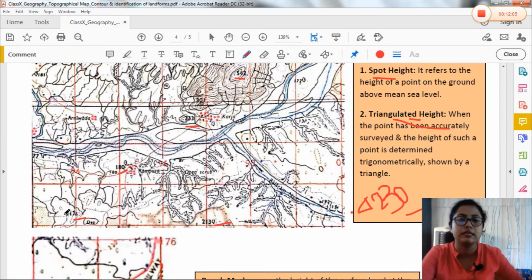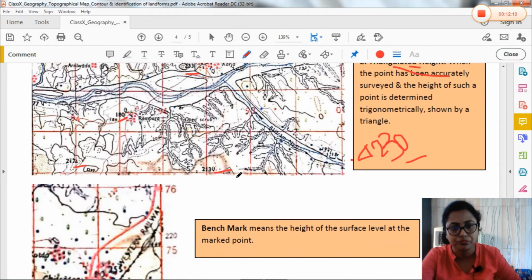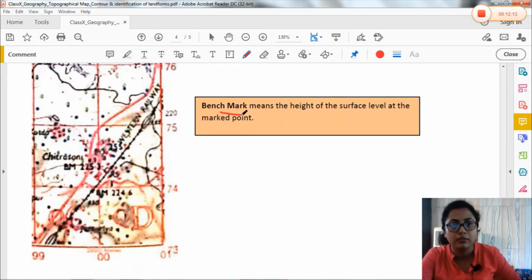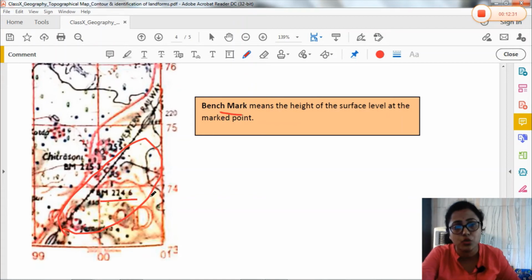Okay, so these are the different measuring methods of elevation of any point. Next is the benchmark. Sometimes you can observe that BM followed by a number is written beside any road or any rail route. It shows the height of that specific area, or the railway track. It's situated about 224.6 meters high from the mean sea level. So the benchmark is showing the height of a certain area.